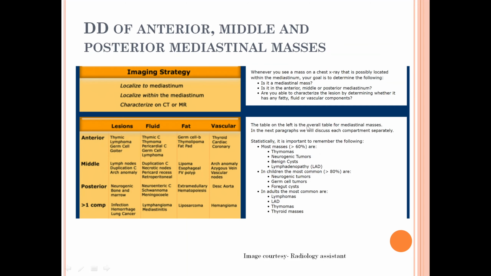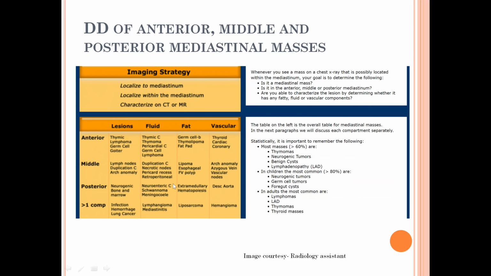Whenever you see a mediastinal mass, we have to differentiate whether it is in the anterior, middle or posterior mediastinum. If you are looking at the radiograph, then we need the lateral radiograph to localize the mass. Also we have to characterize the lesion by determining whether it has fatty, fluid or vascular components, and for that we need the CT scan for exact localization and characterization of the mass.